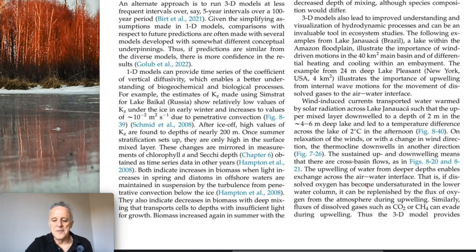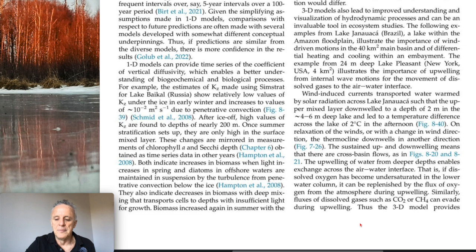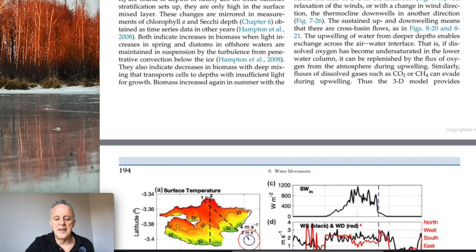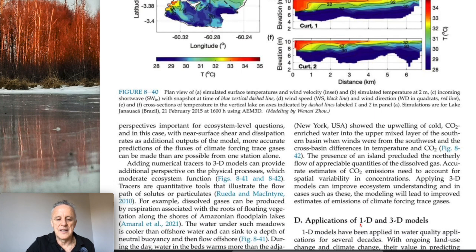The upwelling of water from deeper depth enables exchange across the air-water interface. That is, if dissolved oxygen has become undersaturated in the lower water column, it can be replenished by the flux of oxygen from the atmosphere during upwelling. Similarly, fluxes of dissolved gases such as CO2 or CH4 methane can evade during upwelling. Thus, a 3D model provides perspective important for ecosystem level questions, and in this case, with near surface shear and dissipation rates as additional outputs of the model, more accurate prediction of the fluxes of climate forcing trace gases can be made than are possible for one station alone.